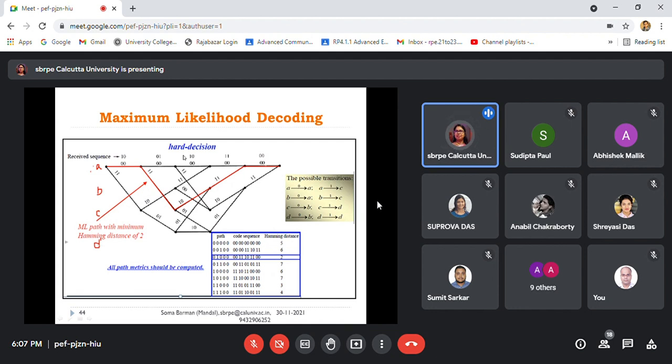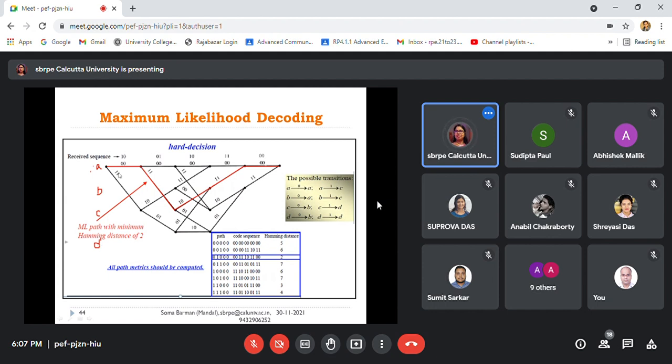Obviously, another important thing is that the bit you have received may be erroneous or may not be erroneous. And you know the trellis diagram. The trellis diagram always starts from node A. As time passes, it will divert the path, and after a certain time, it will again reach state A.